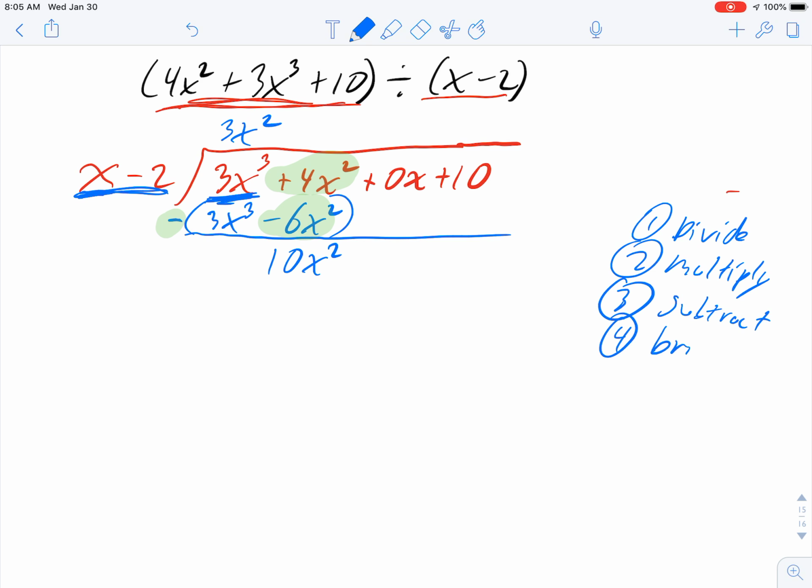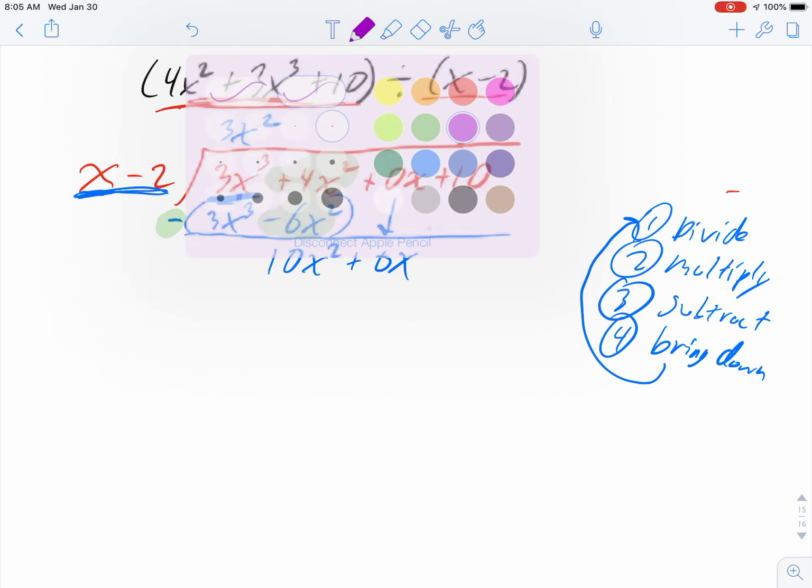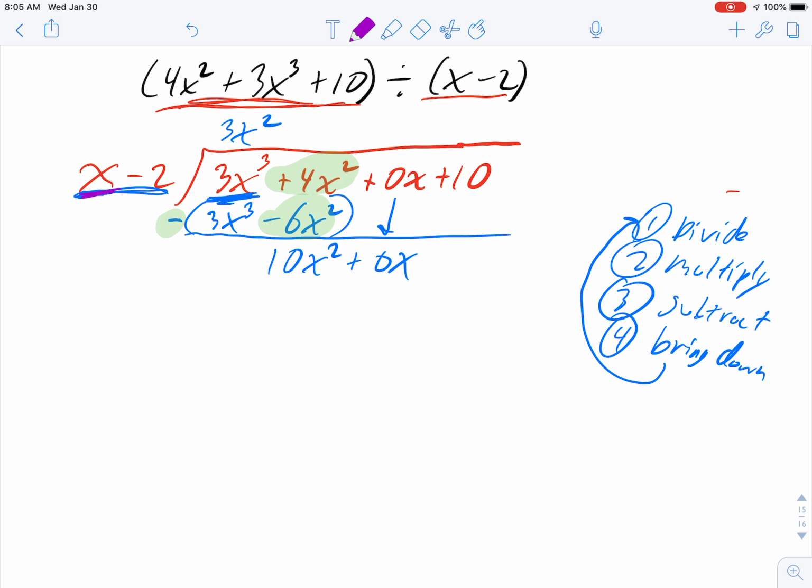Step 4 is to bring down, so we bring the next term down, and then we repeat. We do it again. So now we're going to divide. I'm going to change colors just to make it a little easier to follow. So x goes into that 10x squared 10x times, because 10x times x is 10x squared. Now I'm going to multiply the 10x by the x minus 2. So that's 10x squared minus 20x.